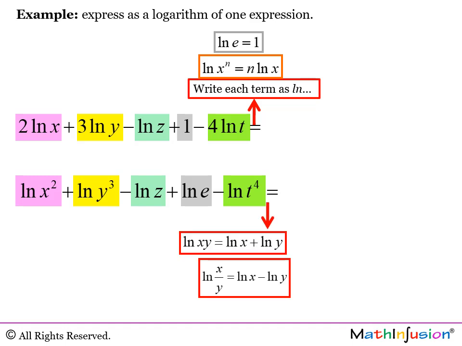Now I have to use these two properties, that ln of x times y is ln of x plus ln of y, and that ln of x over y is ln of x minus ln of y, to get the expression written as one log. And I get that everything that has a plus is going to be on the top of this fraction, and everything that has a minus should be combined and be the denominator of this fraction. We have negative ln of z and negative ln of t to the power 4. It means that z and t to the power 4 should be under the fraction line.